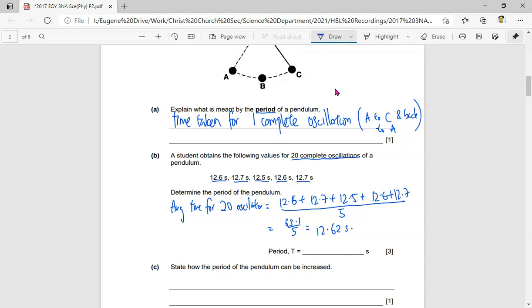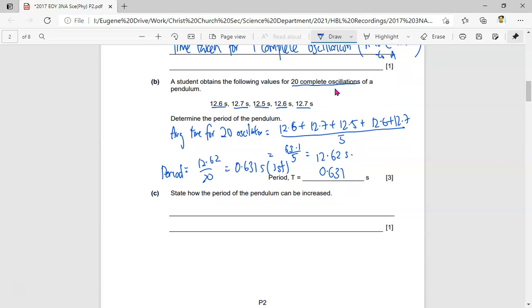So the period is for one oscillation, so I need to find the period. What I need to do, period is actually taking 12.62 divided by 20, and you're going to get 0.631 seconds. So 3 significant figures. So the period is 0.631 seconds. State how the period of the pendulum can be increased.